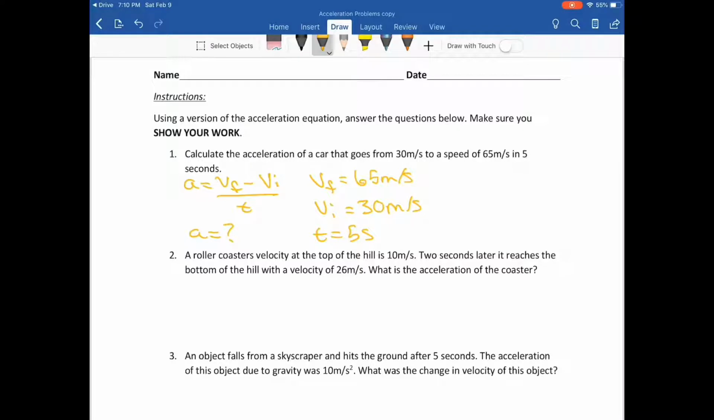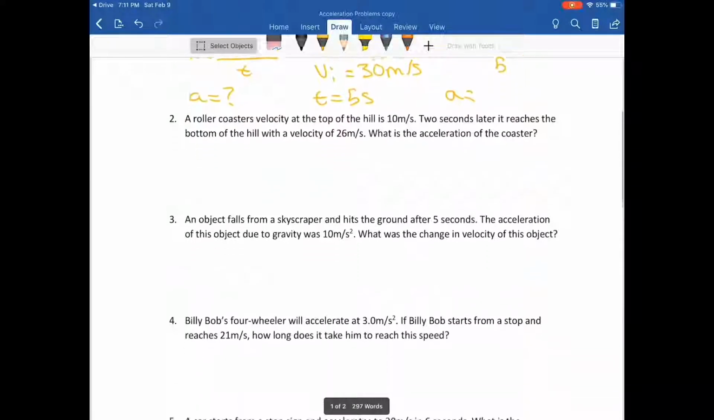So let's set this up in the equation. It's A equals 65 minus 30 over 5. So our acceleration for this problem should be 11.67 meters per second squared. So that is how you are going to set up the problem. All you have to do for this problem now is just do the math. Alright, so let's take a look at another one.